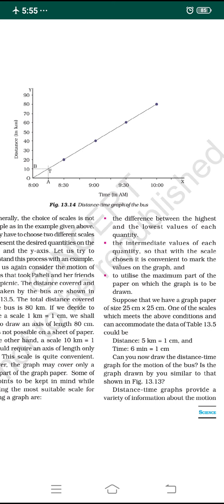Okay, is the graph drawn by you similar to the one in figure 13.13, that is, straight line motion? No. So just think about this concept, and let us explain this concept.